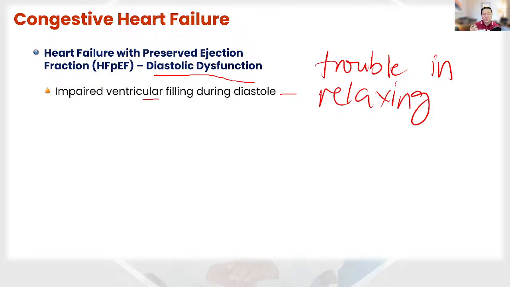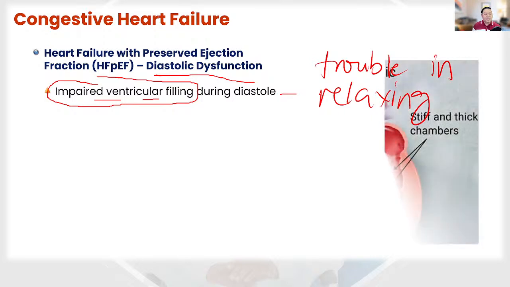And so with this type of heart failure, it has that impairment. It's not able to really relax. It is going to be so busy and just kind of contracted, okay? And that's why it's not able to allow enough filling, or it will prevent proper filling of the blood into the ventricles, okay? So this is the key word here, impaired ventricular filling during the diastole, okay?